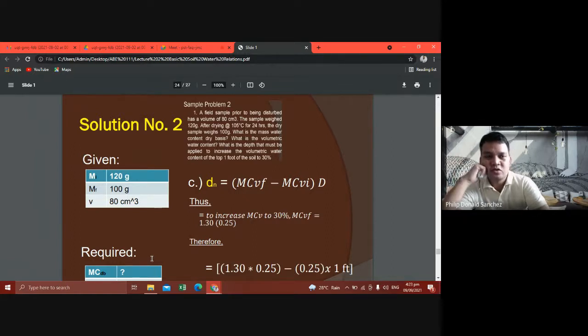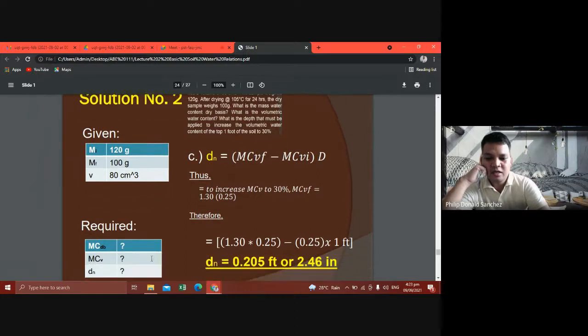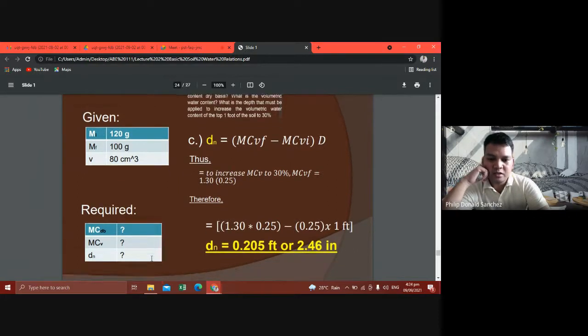Of 1 foot, no? So you have a value of 0.205 foot or 2.46 inches depth needed, right? Because we have already established that the 0.25 is your moisture content volume initial. Okay? So that's how you solve it. Anyway, the formula is already given. Always remember what is the available data or given values, and then you can just simply equate.